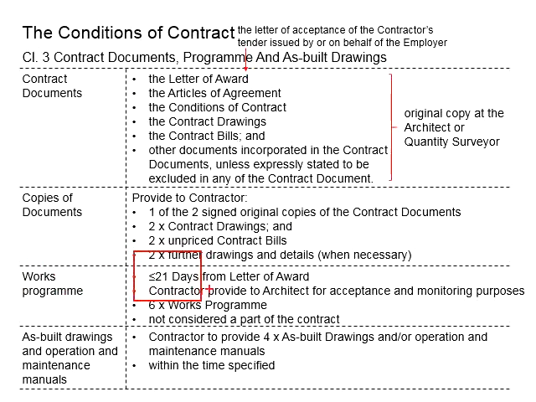Within 21 days from the letter of award, the contractor is to provide the work program to the architect for the architect to monitor the progress. This work program needs to be produced by the contractor to indicate the intentions as well as the planning of the contractor in performing the work. 6 copies of this work program need to be provided. This work program is not considered a part of the contract.